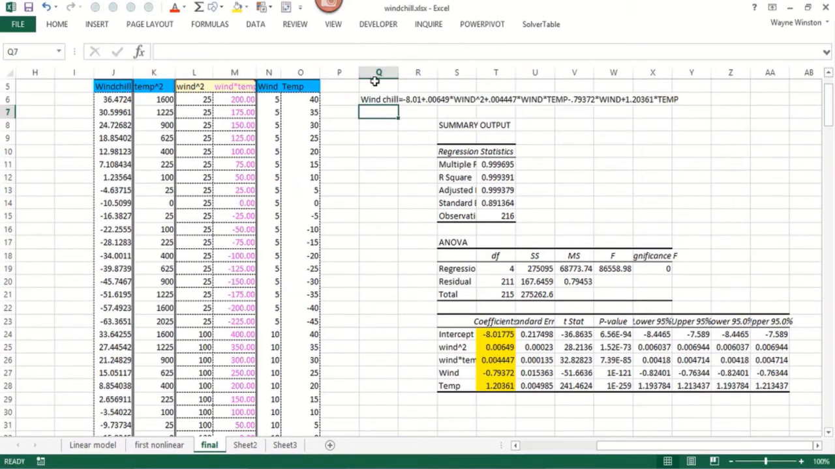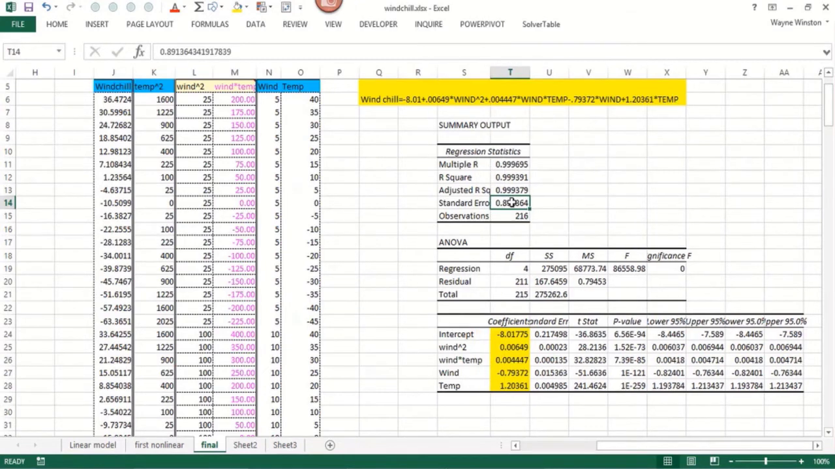Okay, and then you could plug in a particular value of wind and temperature and get a predicted value for the wind chill index, and 95% of your forecasts should be off by within 2 times 0.89, or 1.78. So that's an example of how to do nonlinearities and interactions.